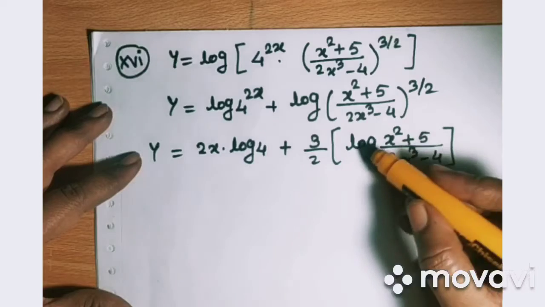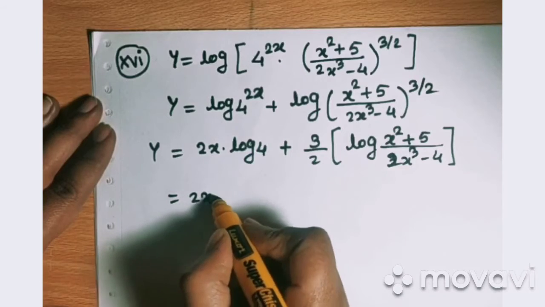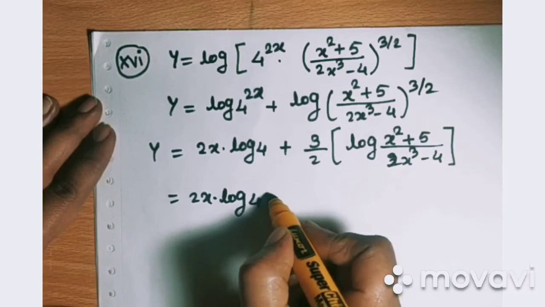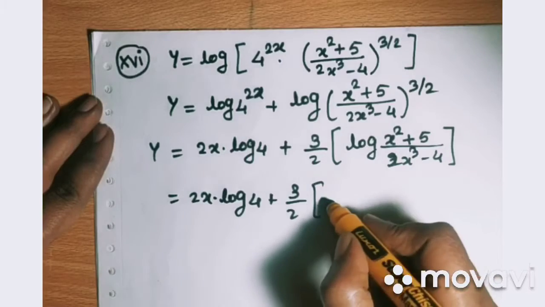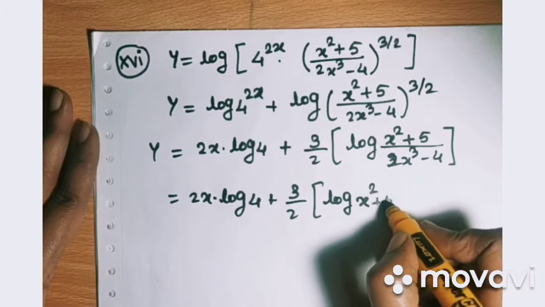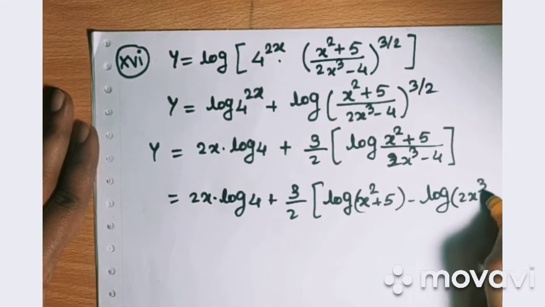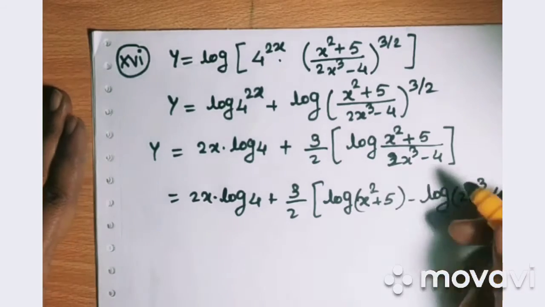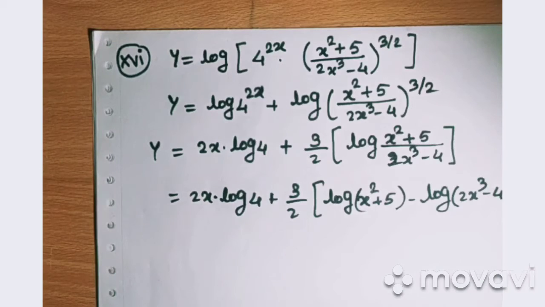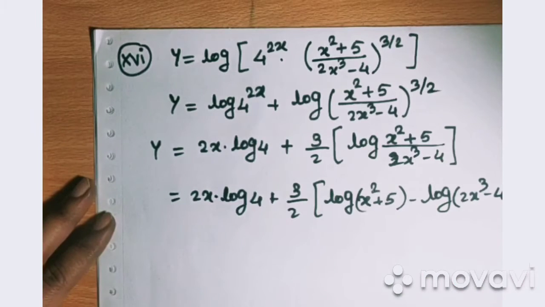This again becomes like log of m divided by n. Again simplify it, it becomes 2x into log of 4 plus 3 by 2, keep as it is, and use the basic law of the logarithm, that is m upon n, log of m minus log of n, that is 2x cube minus 4. Log of m is x square plus 5 and log of n is 2x cube minus 4.